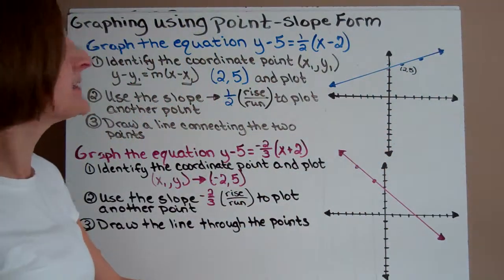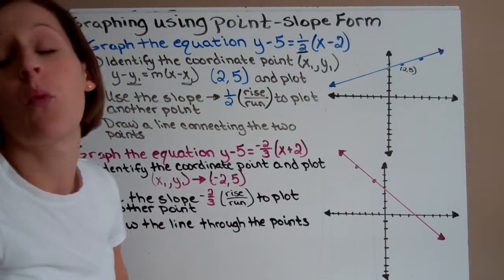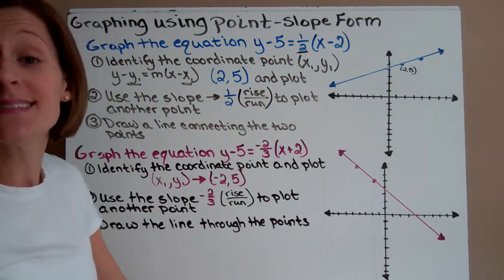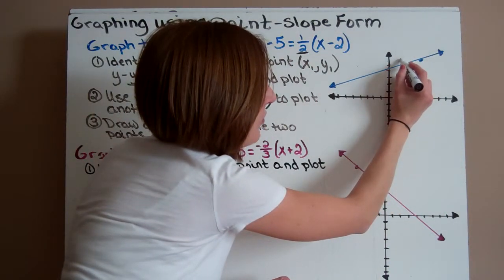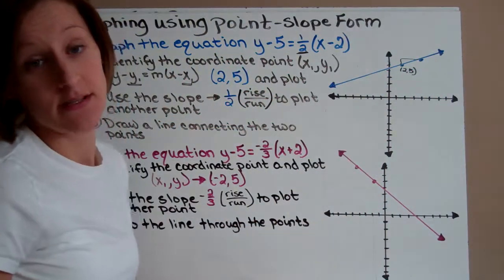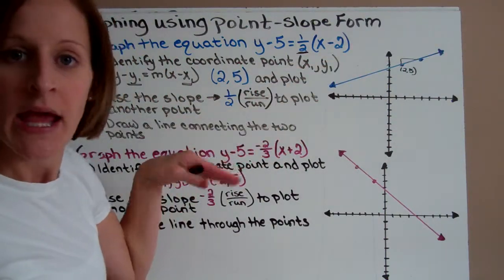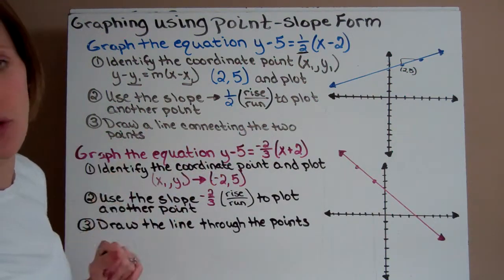Then the second thing is you need to use the slope. Right here is my slope, 1/2. That means up 1 over 2 to plot a second point. So I'm going to start from this 2, 5, and go up 1 and over 2 to plot my second point. Once you have these 2 points, you can draw your line, and you've got the line of your equation. You just connect the 2 points.